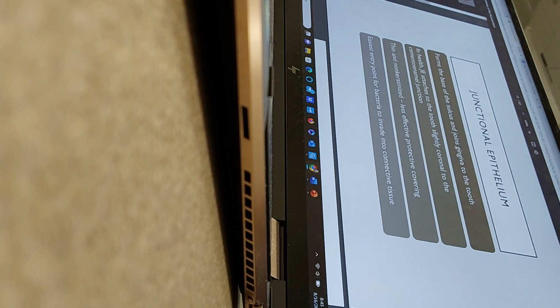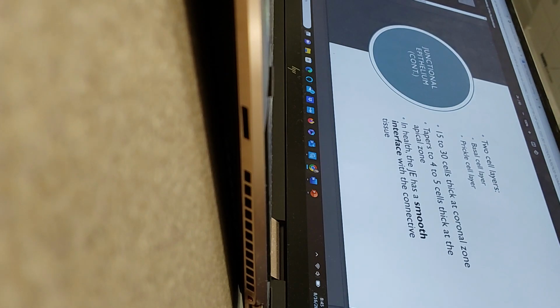It has 2 cell layers: basal cell layer and prickle cell layer. It is thicker on the coronal side, 15 to 30 cells thick, and then it tapers off and is not as thick down toward the apical area. And it also has a smooth interface.